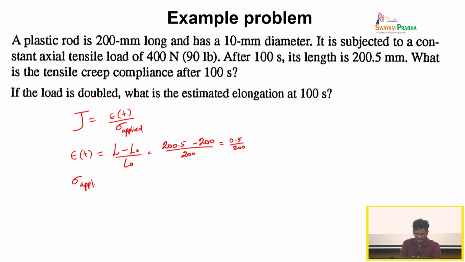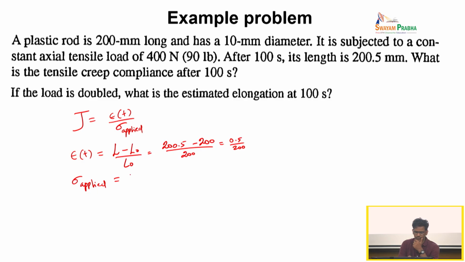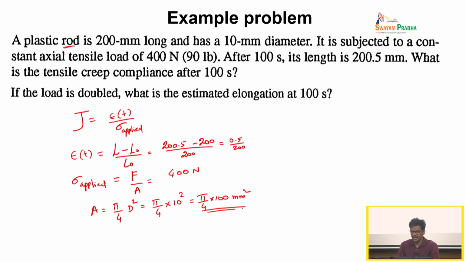So, how do we calculate sigma applied? This is force per unit area, right. Stress is force applied per unit area. How much force is applied? 400 Newton, right. Now, area is the cross-section area. Since this is a rod, we assume it is a cylindrical rod, so we say pi by 4 d square. So pi by 4 into 10 squared, so this is pi by 4 into 100 mm square. So this is the area.